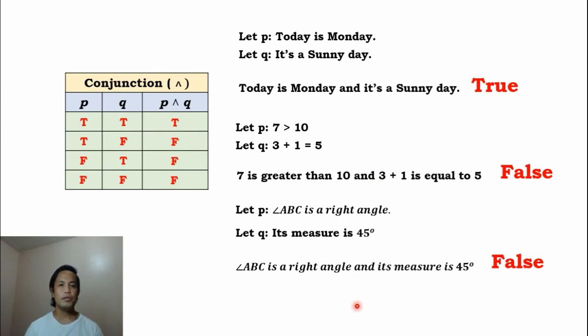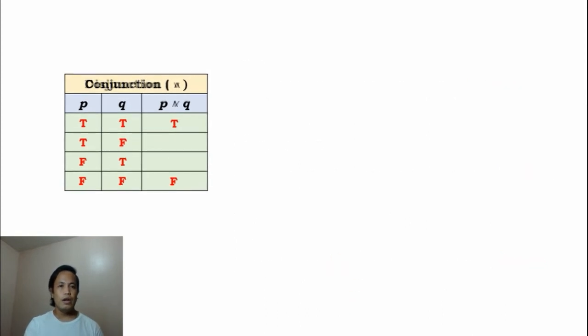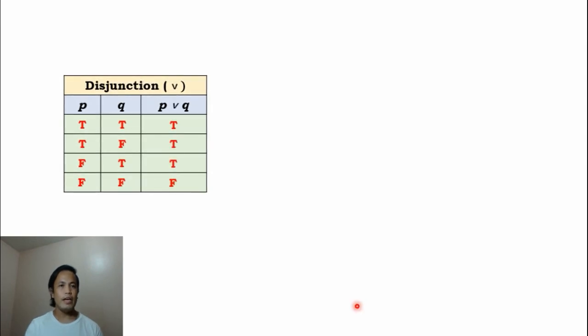Okay, let's proceed to disjunction. The same, we have four possibilities. For disjunction, we only need one true statement in either P or Q to have a true compound statement. Other than that, it is false. Let us have this example.